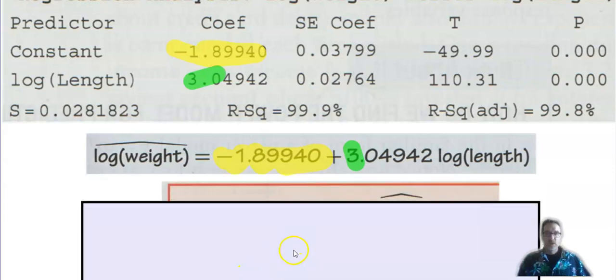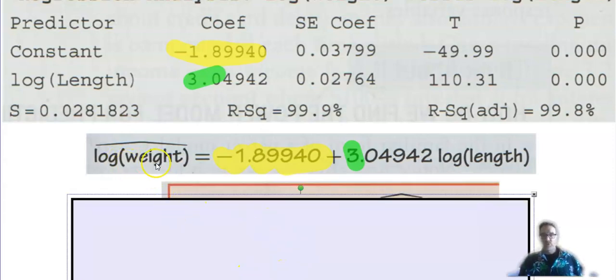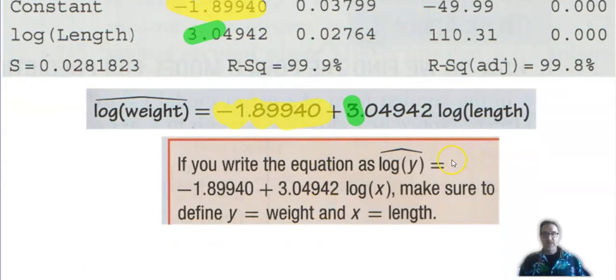Gilbertson. Now notice I use the word weight and length. However, if you used y and x, make sure that you define that y is my weight and x is length. I also like to always use my measurements. So I would have said y is the weight in grams and x is the length in centimeters. So if you did not use the words weight and length in the formula, make sure that you define them somewhere in the problem like I did in the last video.